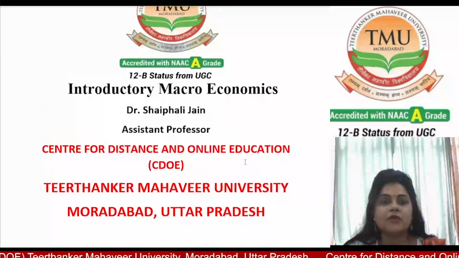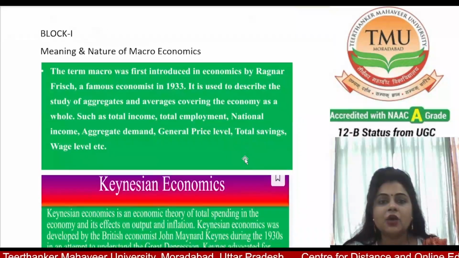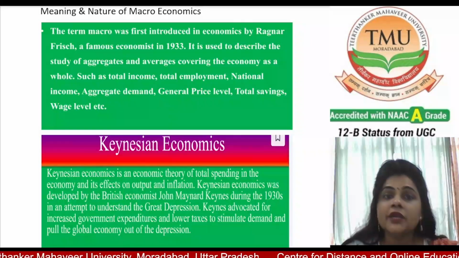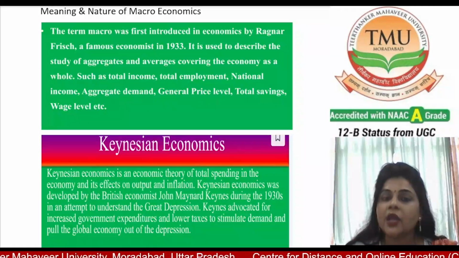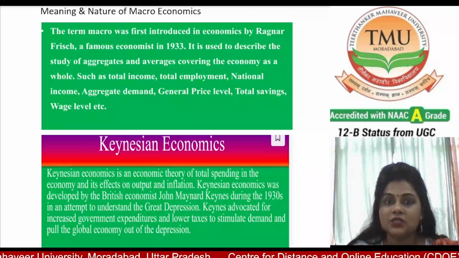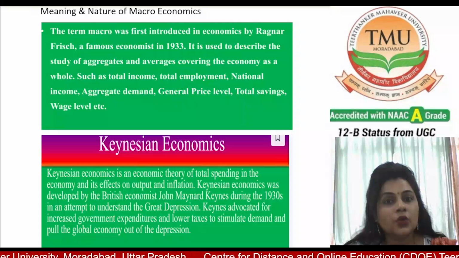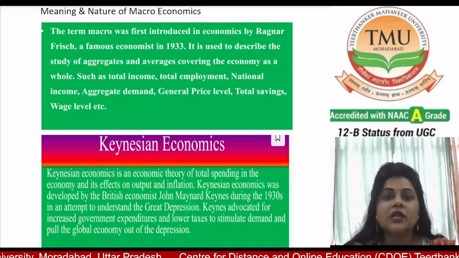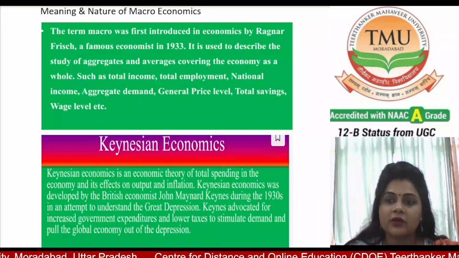Student, today we discuss the introductory macroeconomics block 1, meaning and nature of macroeconomics. The term macro was first introduced in economics by Ragnar Frisch, a famous economist, in 1933. It is used to describe the study of aggregates and averages, covering the economy as a whole, such as total income, total employment, national income, aggregate demand, general price level, total saving, wage level, etc.